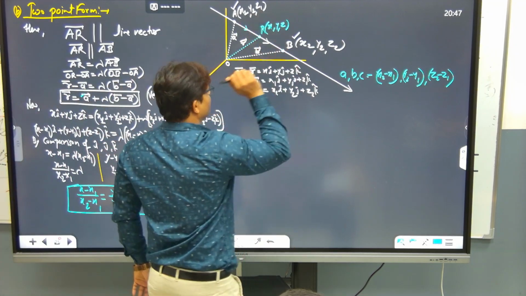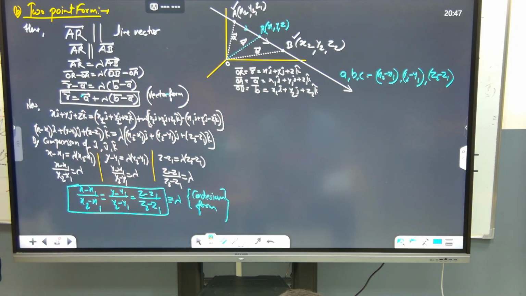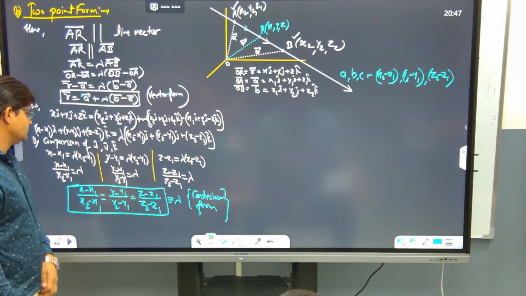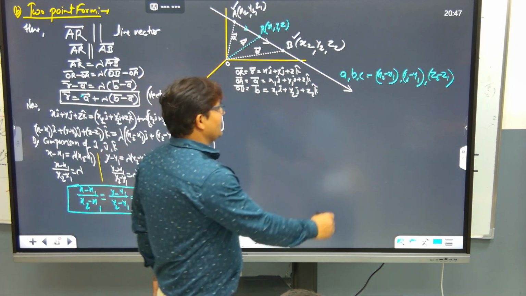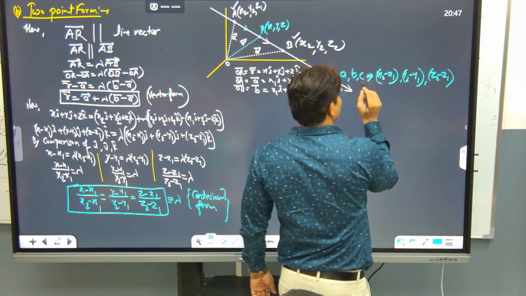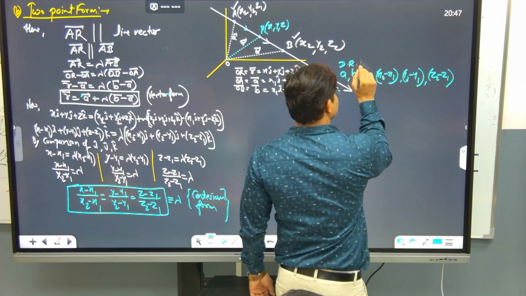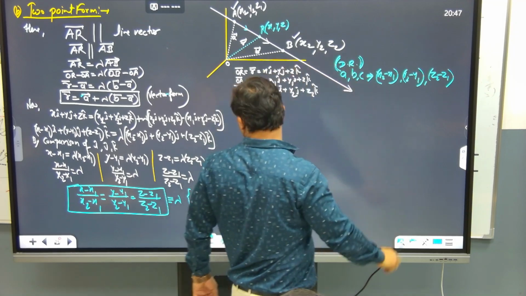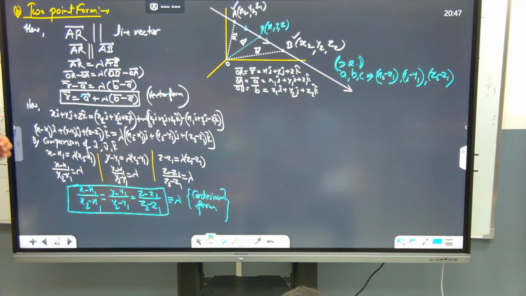In this case x1, y1, z1, sorry, A and B: x1, y1, z1 and x2, y2, z2. So here A, B, C is what? Here we have A, B, C, which is the direction ratio for this. So it's one important point. Done? Clear?